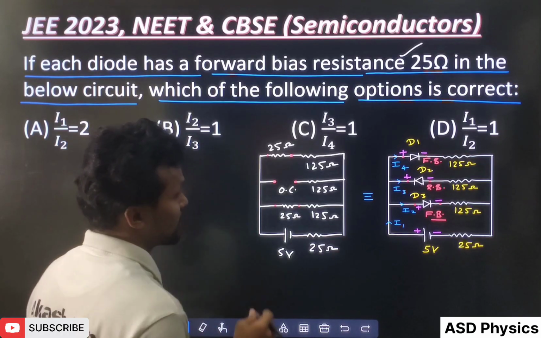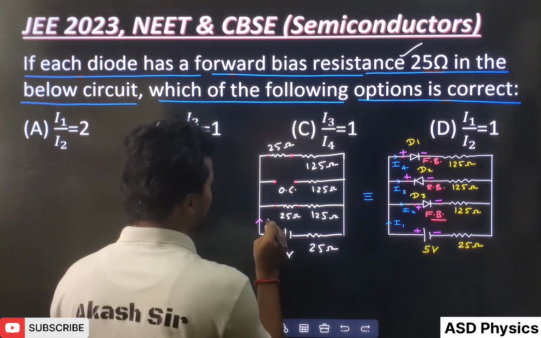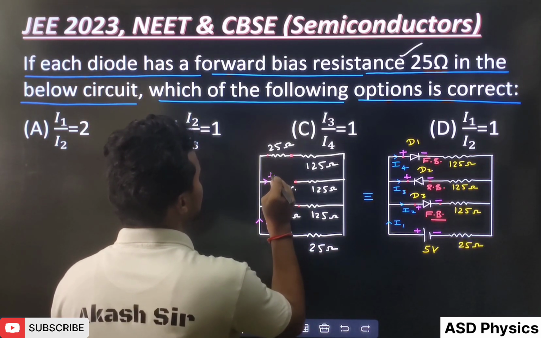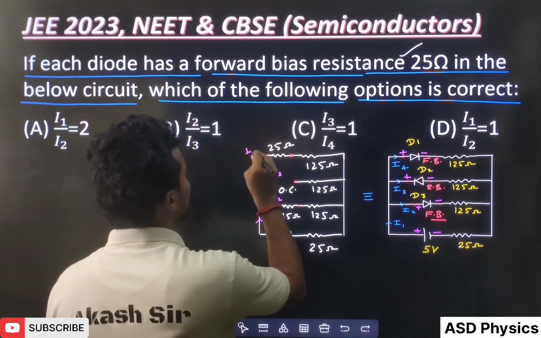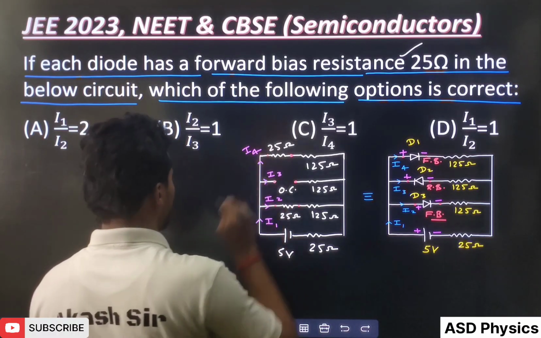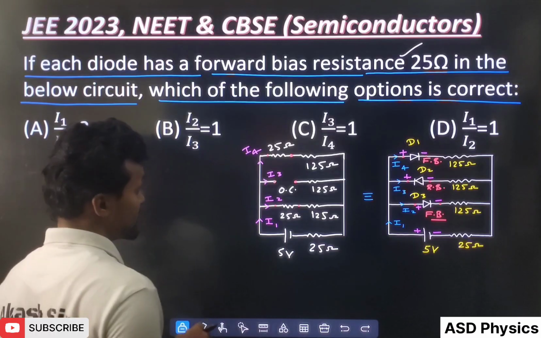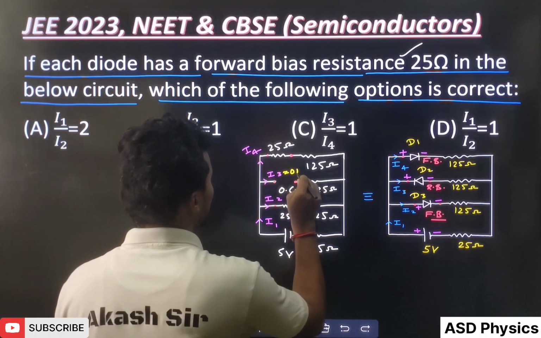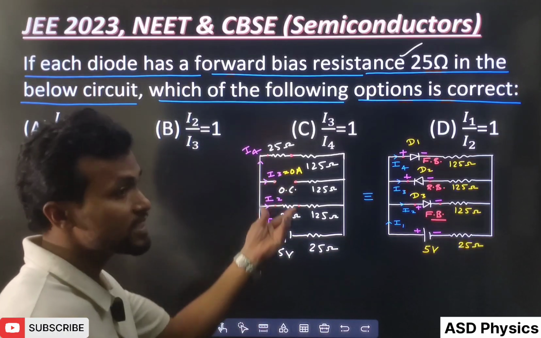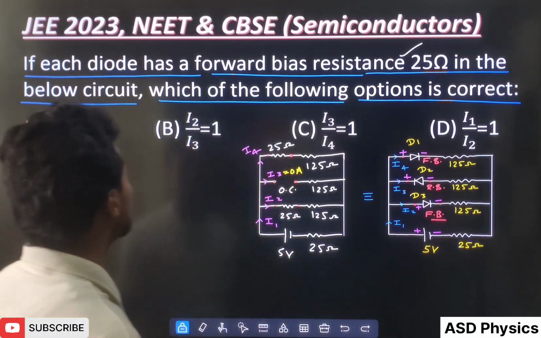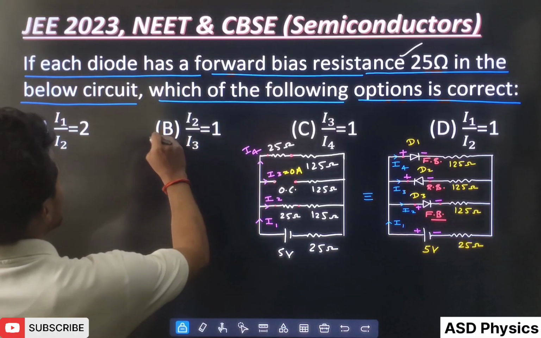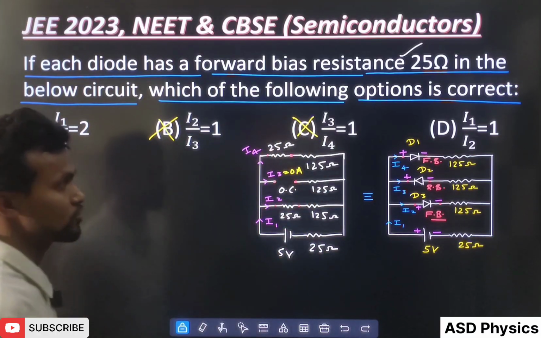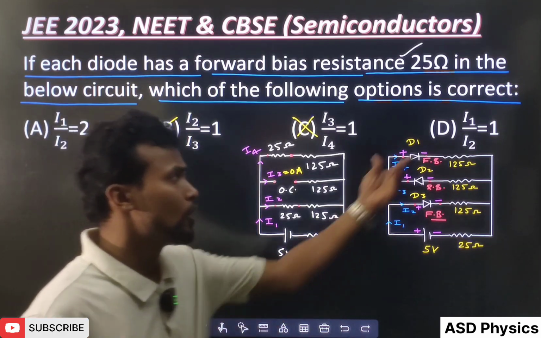Now let's see the current. Here you can see this current is I1 according to the situation. This is I2, this is I3, and this side is I4. Now you can see very well which current is 0. You know very well this is the open circuit, that means this I3 is going to be 0 ampere, because with an open circuit how will current flow? So I3 is 0, that means I2 by I3 is not possible, this option is anyhow not possible. And here also I3 is 0, so this option is also not possible. So I1 by I2 is either 2 or 1.